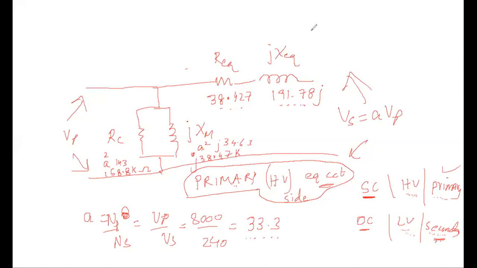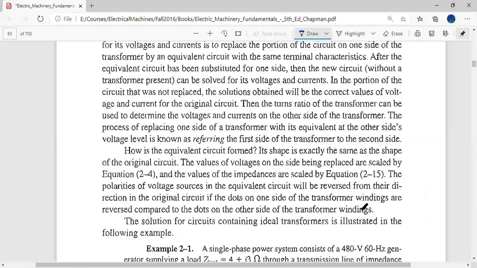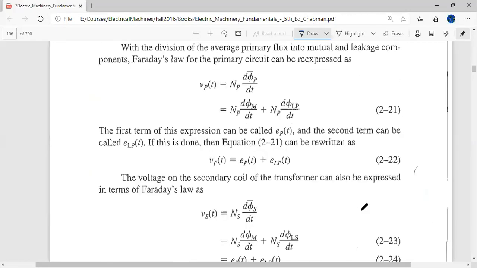I think these answers are correct. Let's go and look in the chat window. Some people have replied. So 158K and 38K is correct. Let's go back to the book and recheck. So we were doing this problem 2.2-2. Let's move forward.